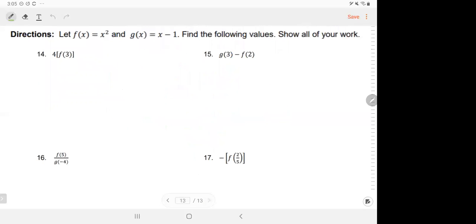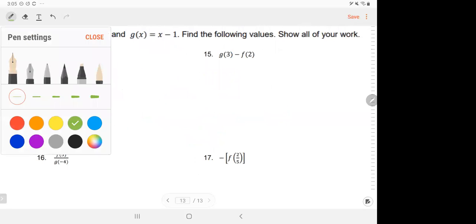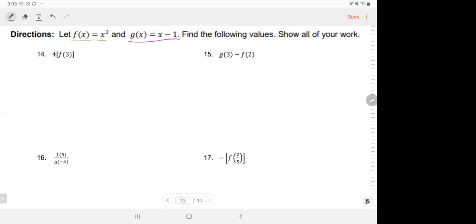If I'm going to go to some other problems, now I have f of x and g of x. So it says let f of x equal x squared and g of x equal x minus 1. Find the following values. Show all of your work.